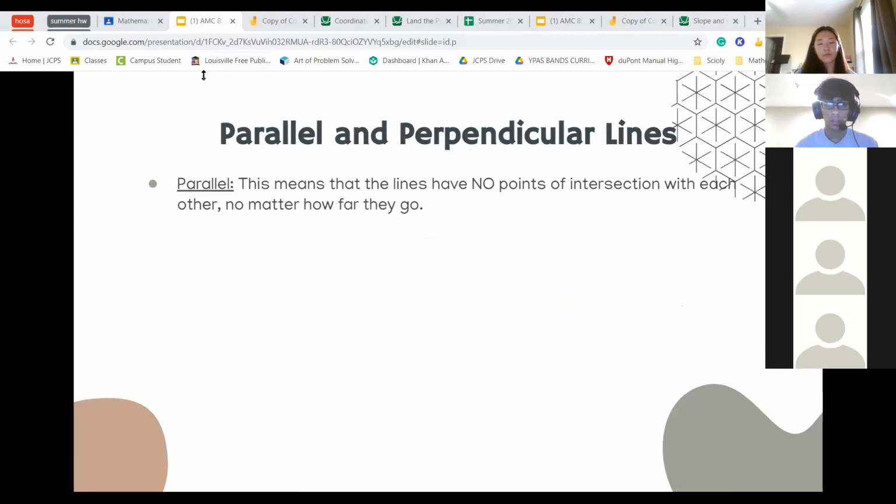A parallel line means that the lines have no point of intersection, that the two lines don't meet at all during their paths. No matter how far they go, they don't touch. So if two lines are parallel, their slopes are equal to each other. For example, y equals 1/2 x plus 5 is parallel to y equals 1/2 x minus 4. They're not going to touch. Try to wrap your head around this and think about why this is true.